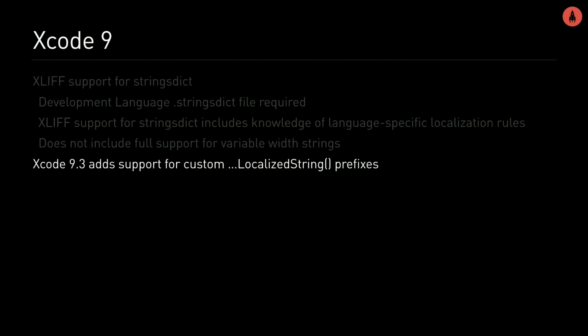We got one other enhancement over the course of Xcode 9 with support for localization. In 9.3, Apple let us specify a custom prefix for the localized strings calls. So in this scenario, if you've got your own localization system, your own macros, and you decide that you want to opt into xlif generation, you can just set this setting, and Xcode will be able to find your call sites. So if you do decide you want to migrate to this, hopefully you won't have to change a bunch of your code to support it.